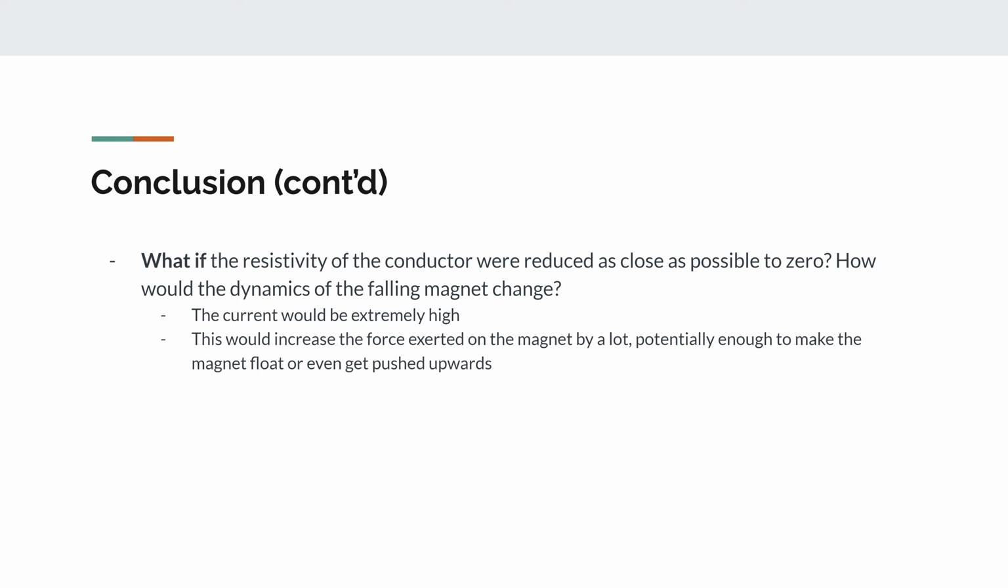What if the resistivity of the conductor was reduced as close as possible to 0? How would the dynamics of the falling magnet change? The current would be extremely high since resistance would be extremely low. This would increase the force exerted on the magnet by a lot, and it would pretty much make the magnet get pushed upwards since the current is infinitely high.